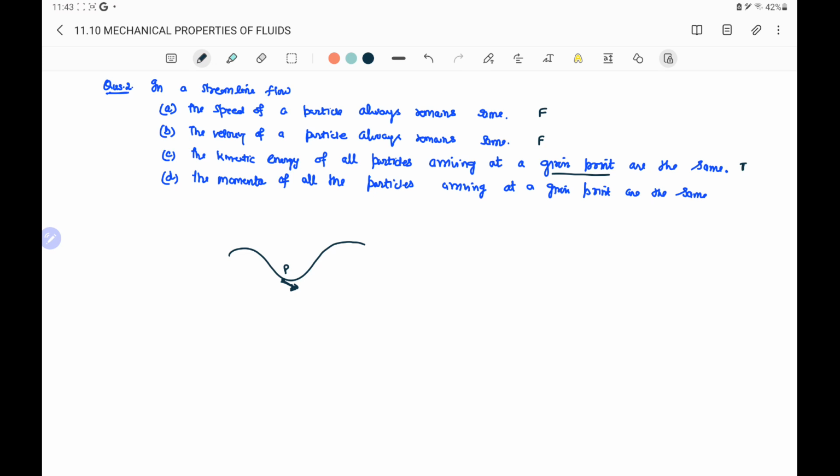And option D: the momenta of all particles arriving at a given point are the same, because momentum is defined as the product of mass and velocity, and at a point the velocity for all particles is the same. Therefore, the momenta of these particles will also be the same. Hence, D is also true. Therefore, options C and D are the correct statements.